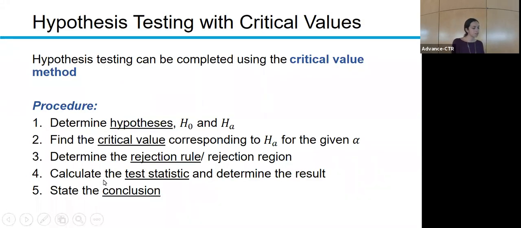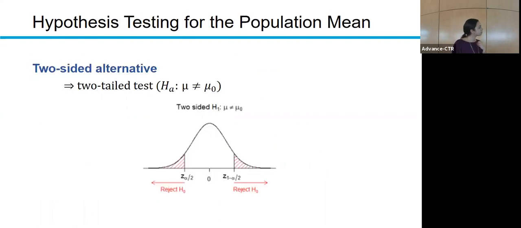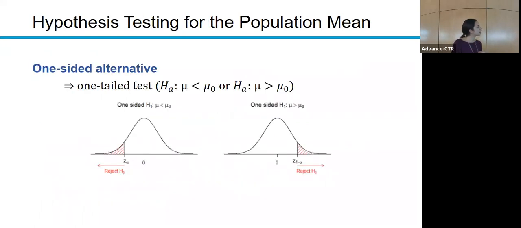The third step of the critical value method is to determine the rejection rule or the rejection region. The previous slides I showed with those images are really going to allow you to do that. For example, if we go back to the one-sided alternative on the left, the rejection region is going to be any X bar value, any sample averages that we find, that are below the Z alphas that we've computed. So it's going to be the red areas, the rejection regions.